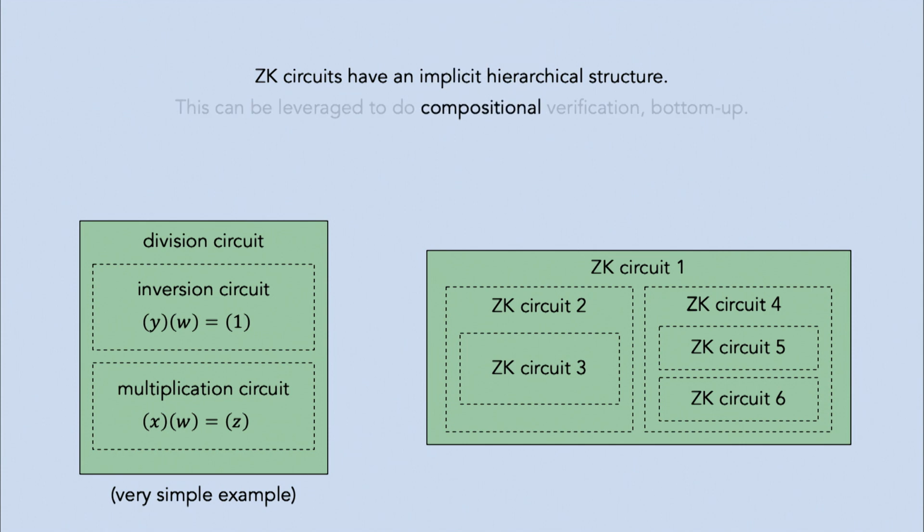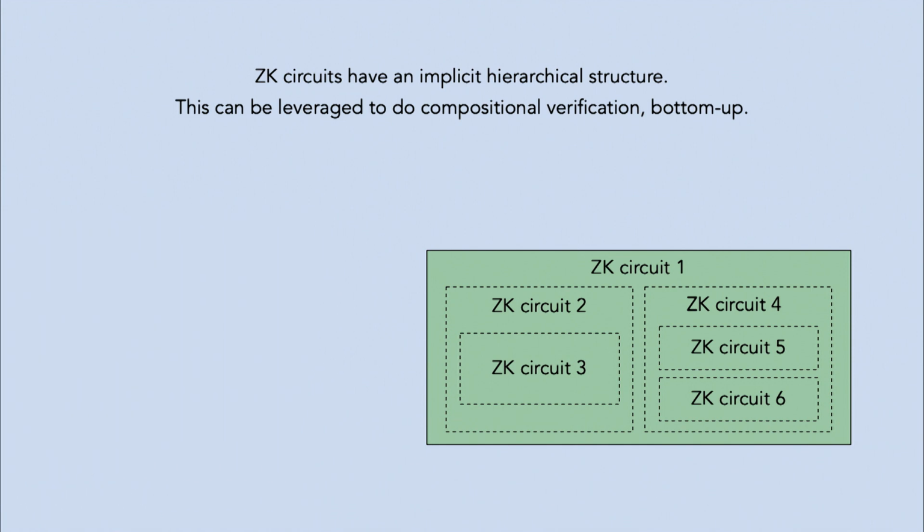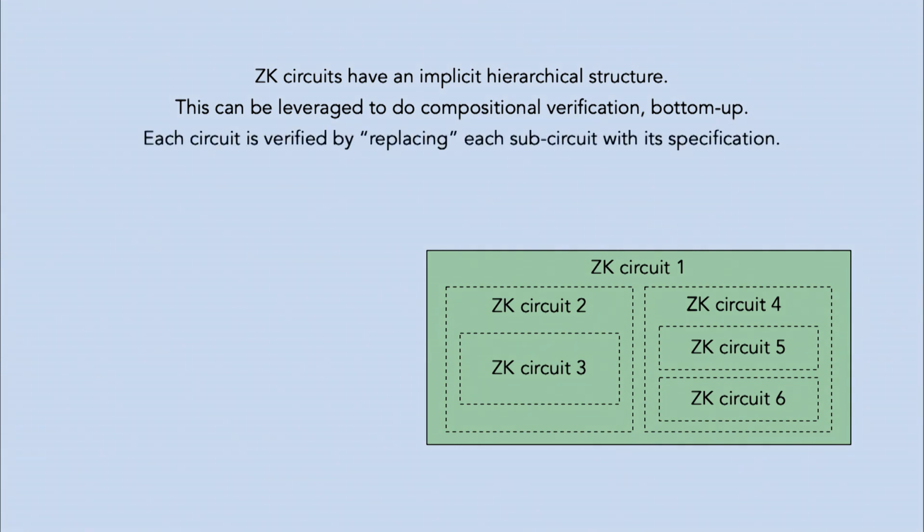So that's where the third important element from the title comes into play, because we can use this hierarchy to do compositional formal verification. By this, it means that we verify circuits bottom up, and in particular, to verify a circuit, we can replace its sub-circuits with their specifications.